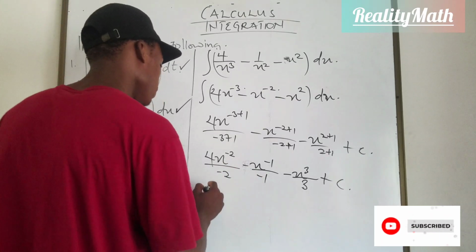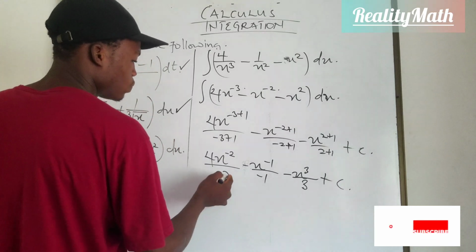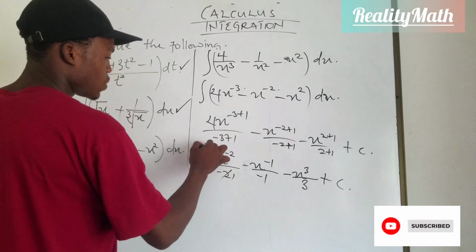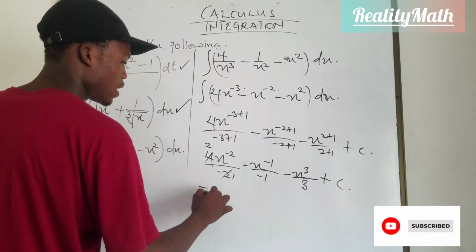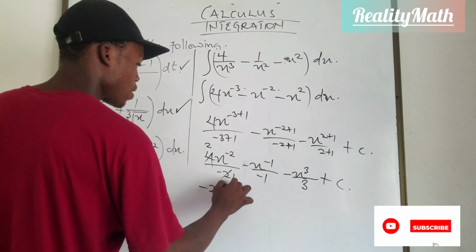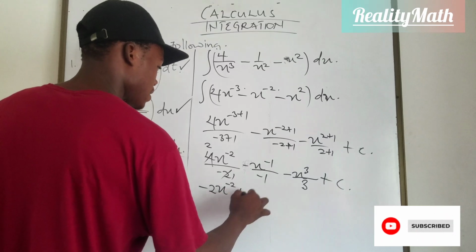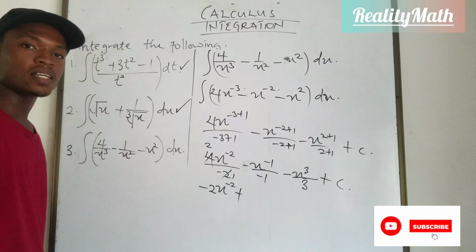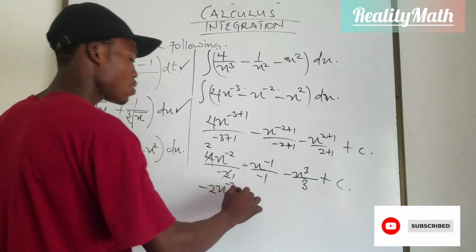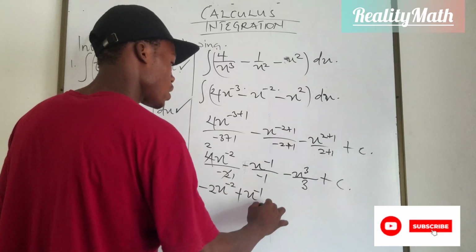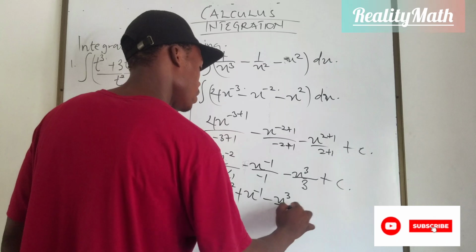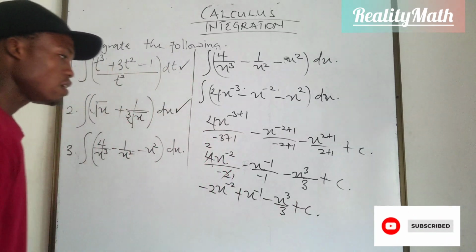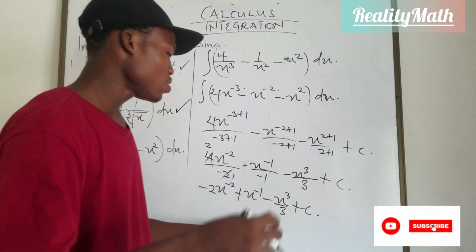Okay, so what are you going to get? You know, the 2 here, 1, 2 here 2. So what are we going to get? Negative 2 x to the power minus 2 plus, because the negation has affected this negation, negative, which is now what? x to the power minus 1 minus x to the power 3 all over 3 plus the constant c. Now, if you have gotten this answer, you are so right.